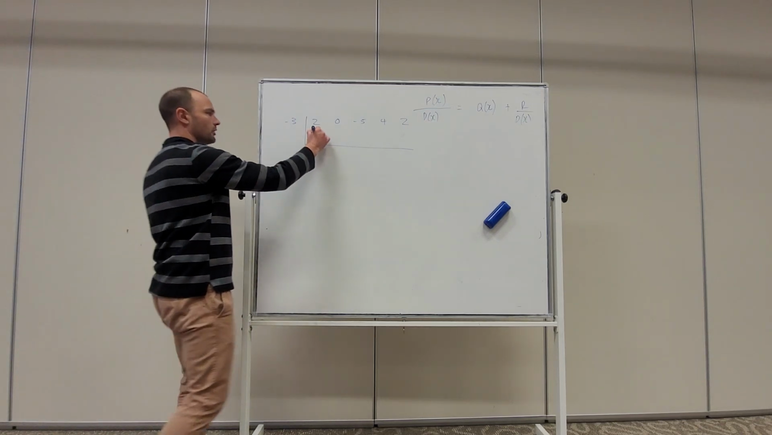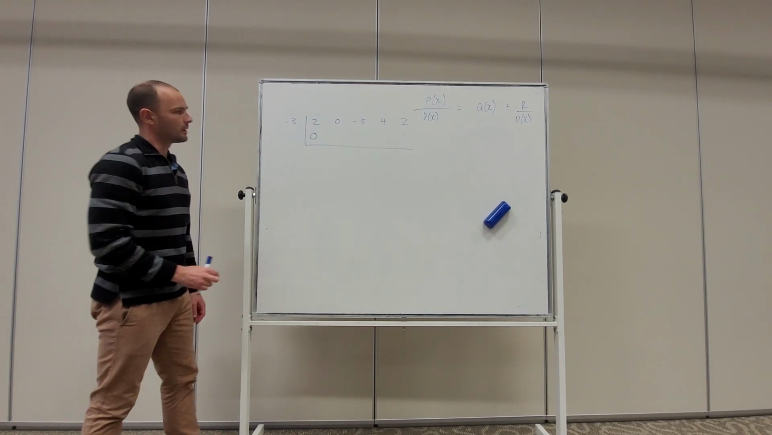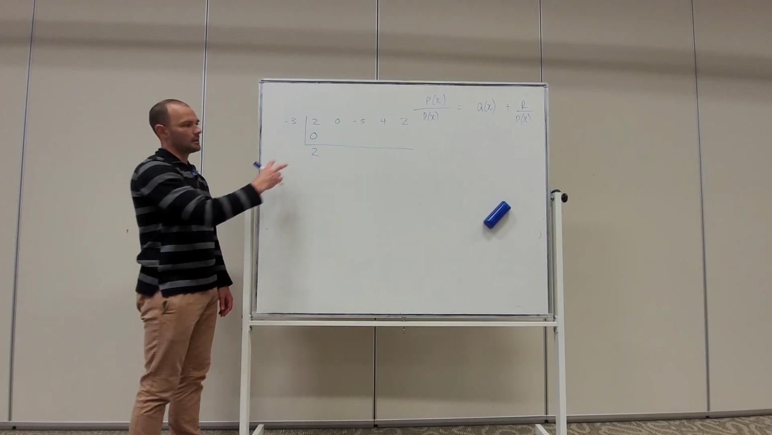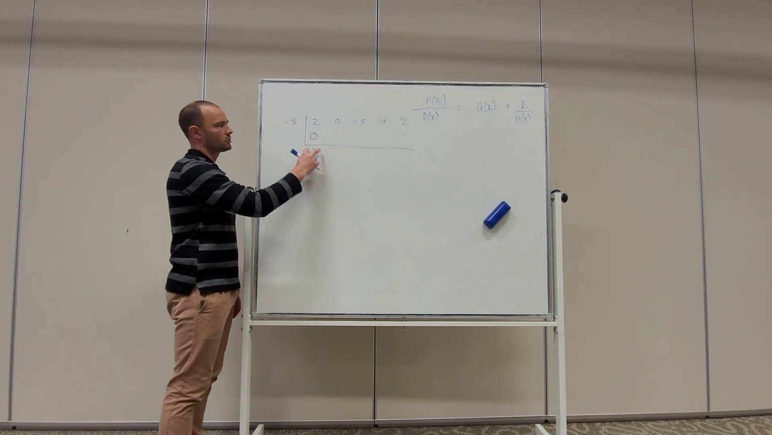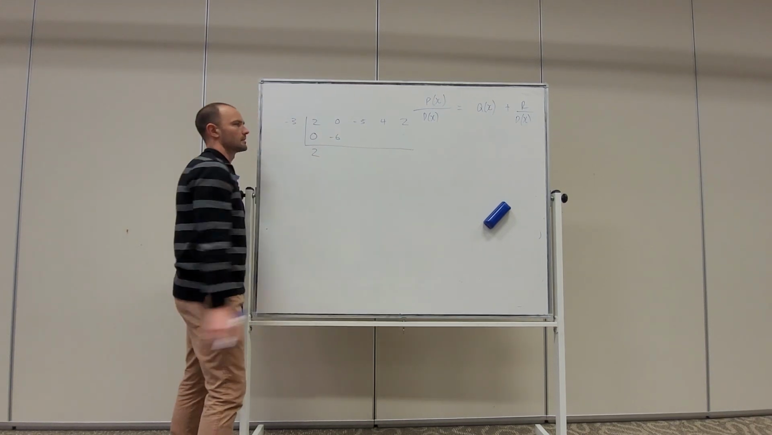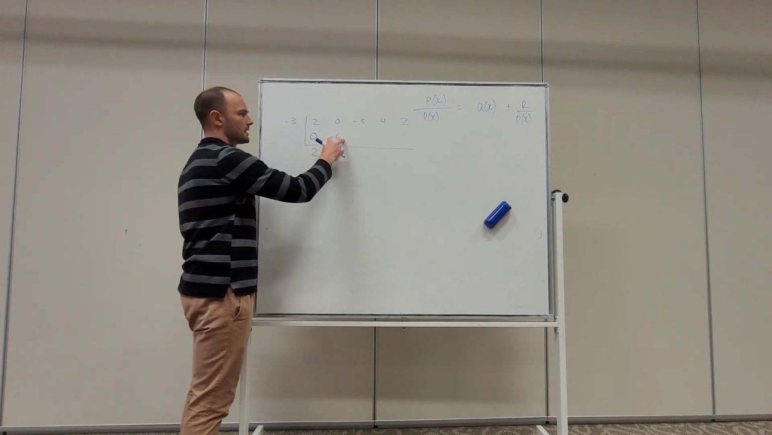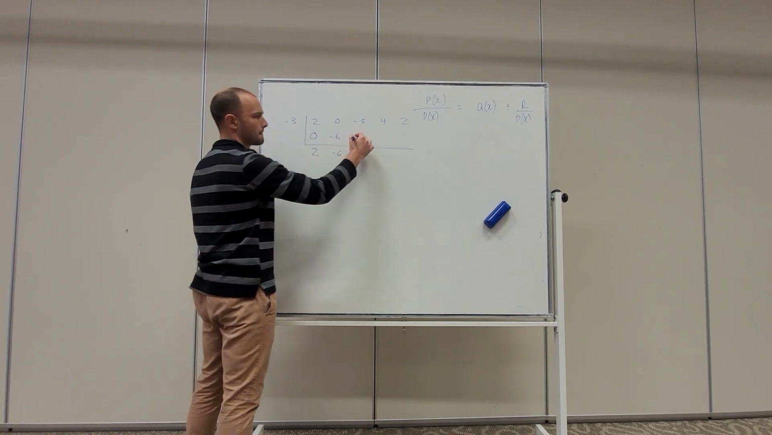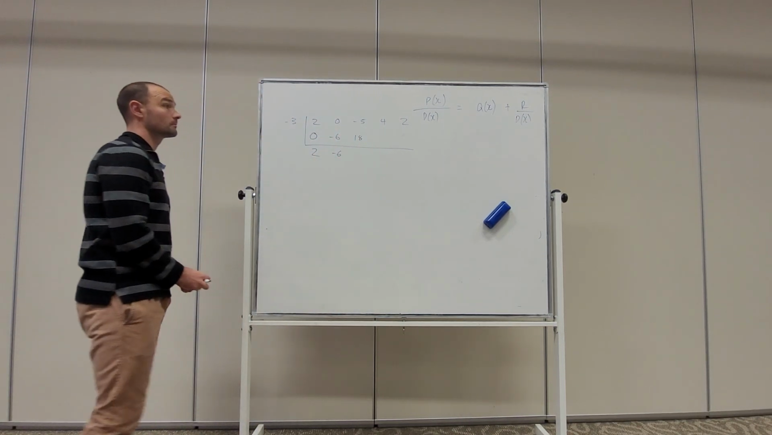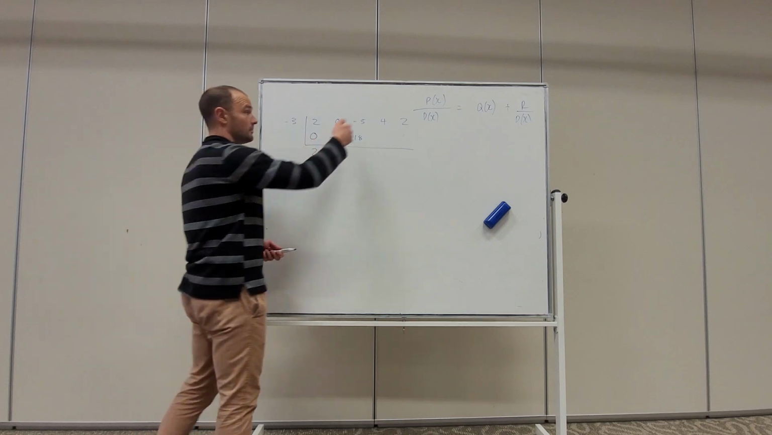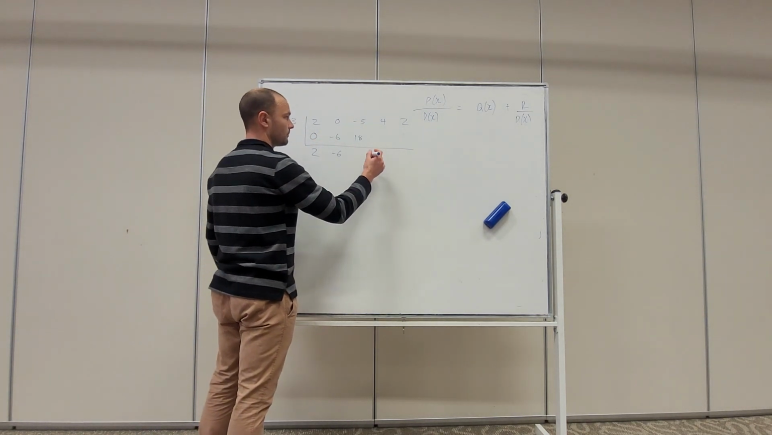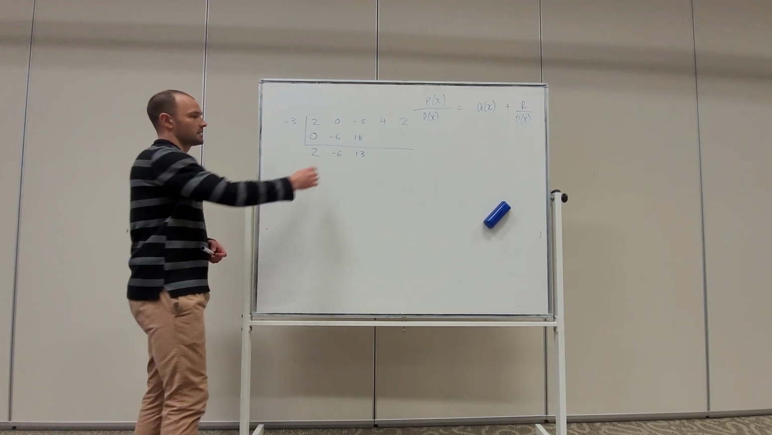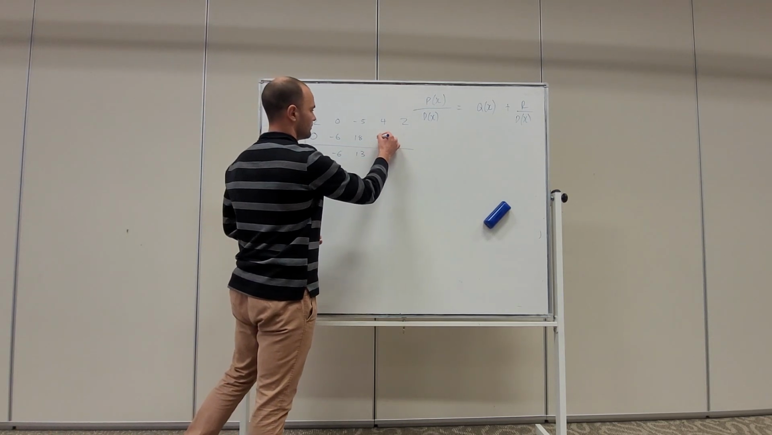We always put a 0 here. We start with a 0 here, and we go 2 plus 0 is 2. And then we multiply this number by this one. 2 times minus 3, minus 6. 0 plus minus 6, minus 6. Minus 6 times minus 3, positive 18. Positive 18 and minus 5 will be positive 13. 13 times minus 3, minus 39.